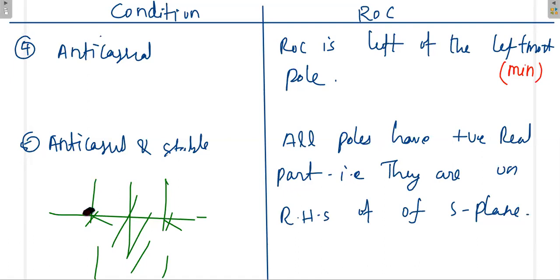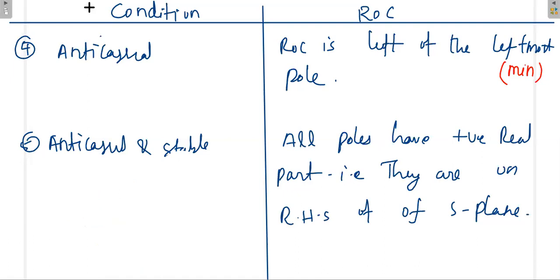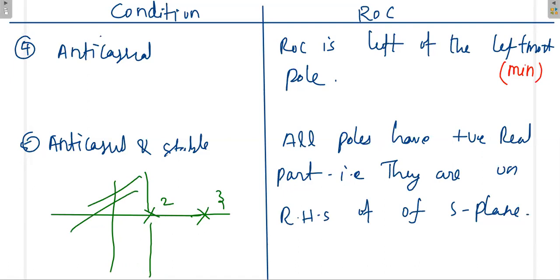So what is the only way to get both anti-causal and stability? The only way is to choose all the poles on the right half of the S plane. Say, for example, the poles are at 2 and 3. If I choose the ROC to be less than these poles, then I am including the j omega axis so that it is stable, and I am going only towards the left side. So it is anti-causal, because with respect to 2 and with respect to 3, my ROC is on the left side. So this is both anti-causal and stable.